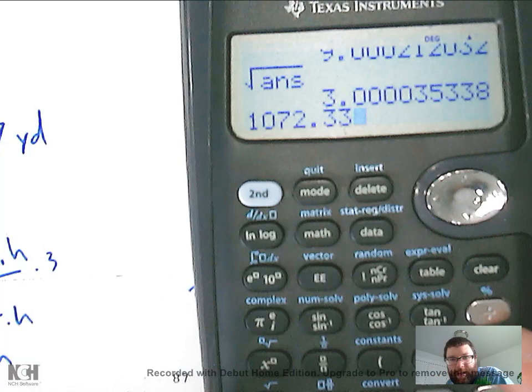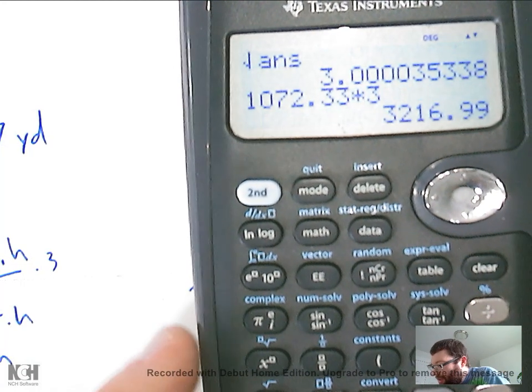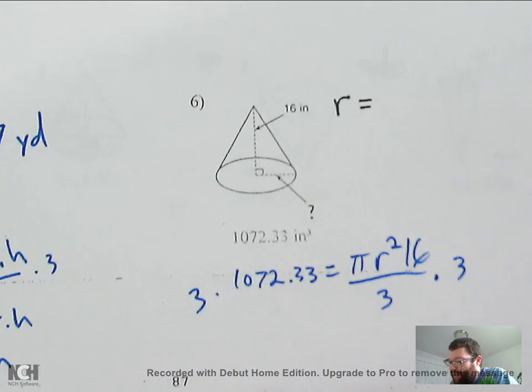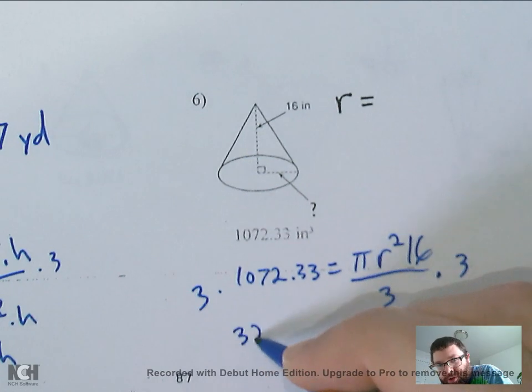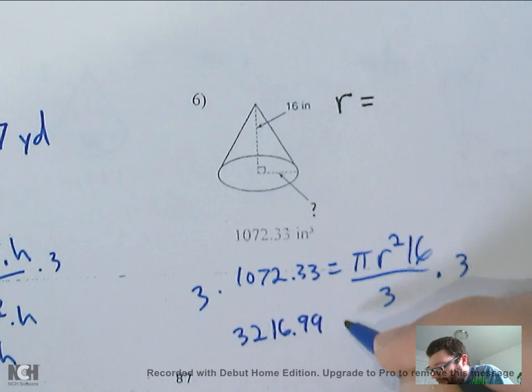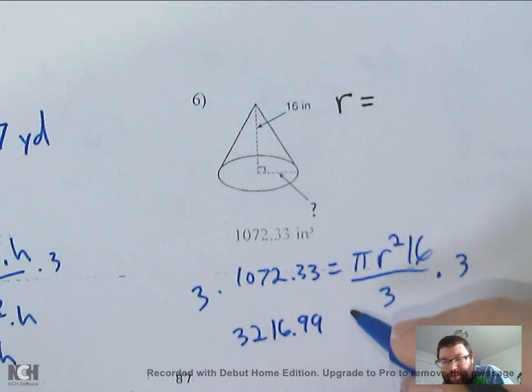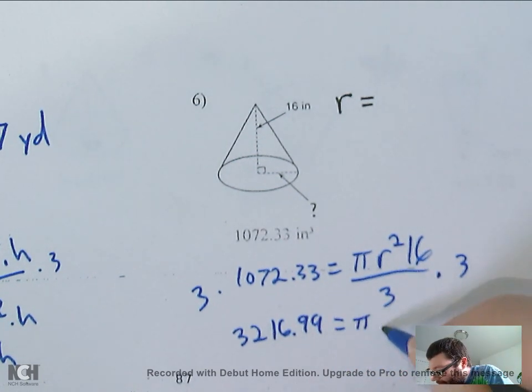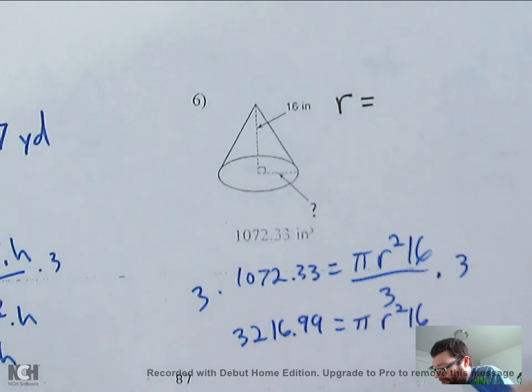1072.33 times 3 is 3216.99, sorry, not 66, equals pi times the radius squared times 16.